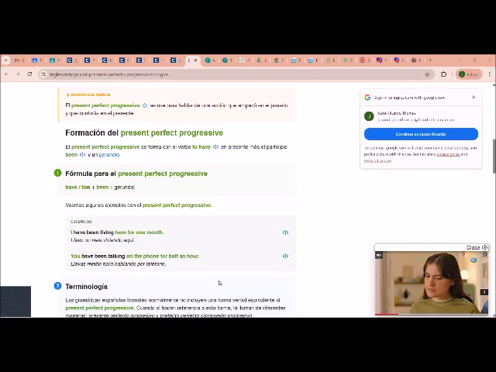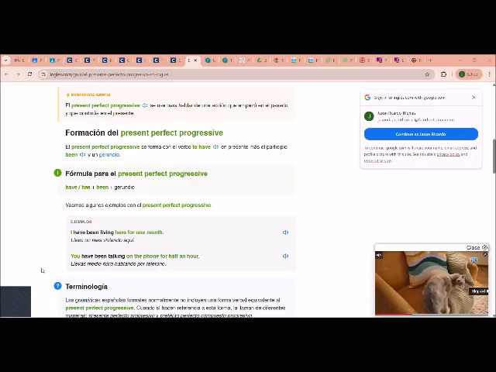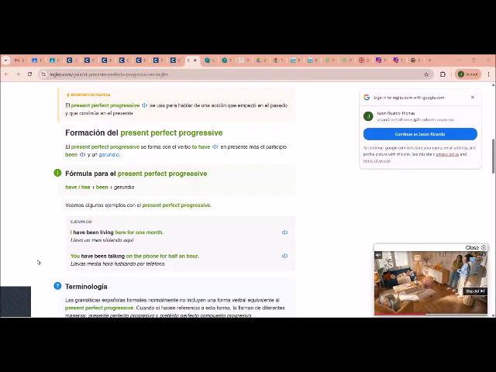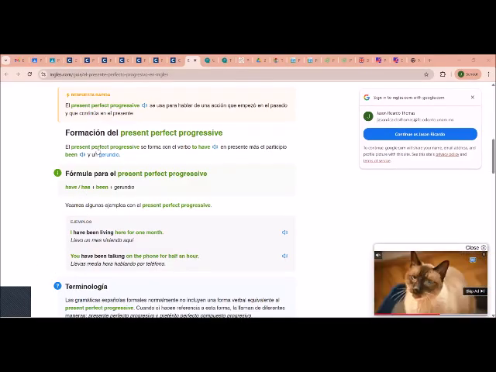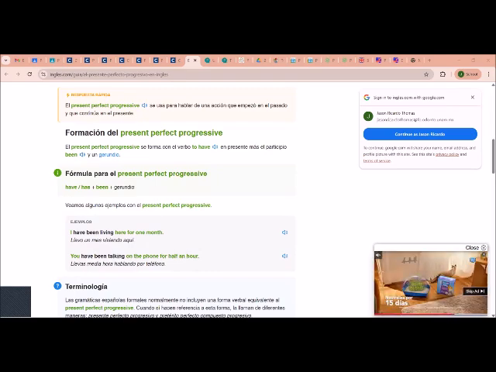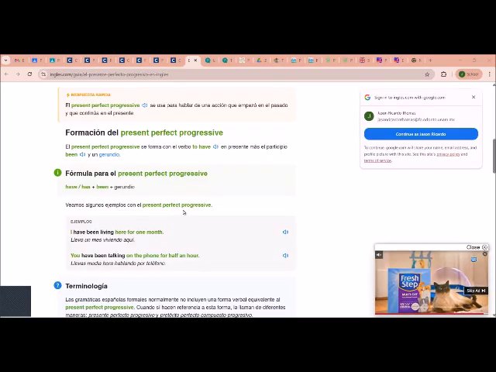Now, it's very important that we remember that he, she, and it goes with has. All the others will have its normal have, but for he and she and it, we will go with has. When we think of perfect, the past participle of the verb to be is been. So we're going to have have plus been plus our gerund. Now, our gerund is the thing that is happening.